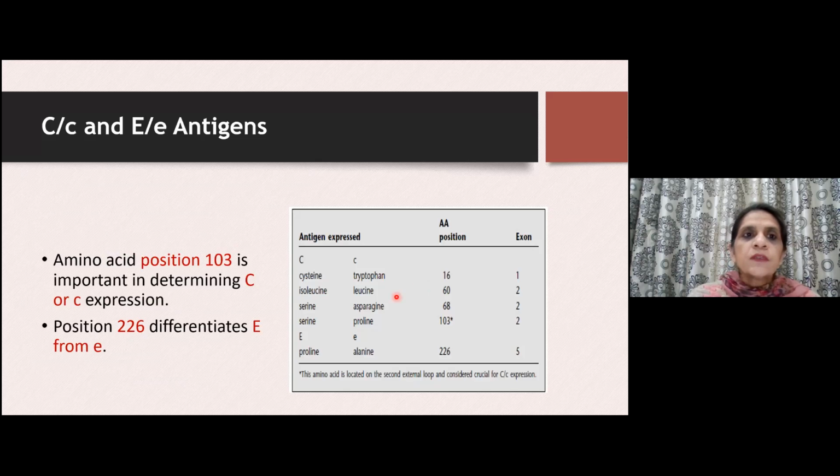Regarding the differences between the C and E antigens, uppercase C and lowercase c differ by 4 amino acids. However, only amino acid position 103 is important for C or c expression, because this lies on the second extracellular loop. In the same way, the E amino acid substitution lies on the fourth extracellular loop, wherein capital E is denoted by proline and small e has alanine at position 226.